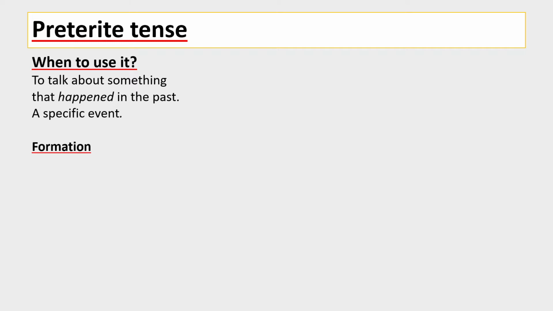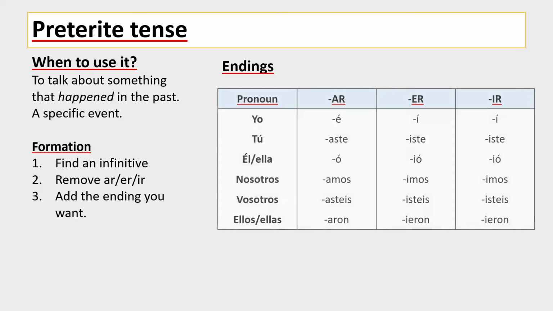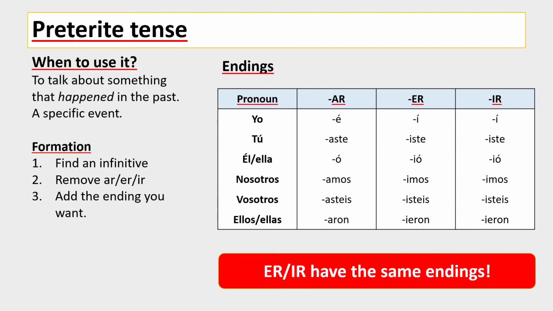The formation. Step 1, you need to find an infinitive like you did for the present tense. Step 2, you need to remove AR, ER and IR. And step 3, you need to be adding the ending that you want, which is exactly the same as the present tense. And here we've got our endings. Make sure you've got a note of these. These are also in your knowledge organisers. And if you notice, ER and IR have exactly the same endings, so there's only 2 lots to learn here.